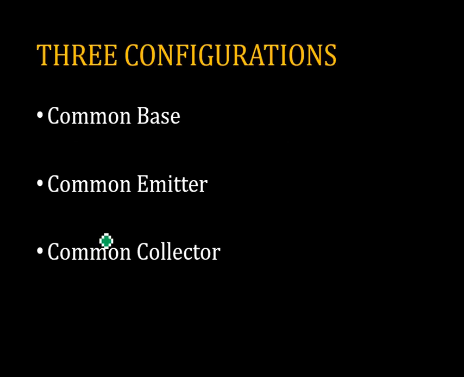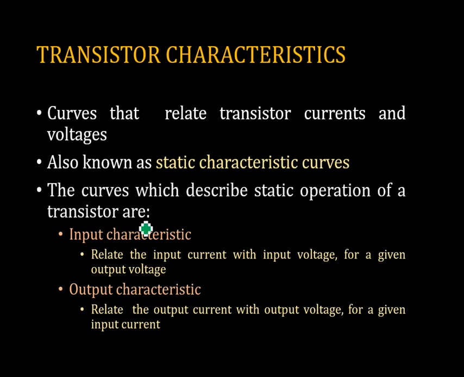Now the three configurations of the transistors are common base, common emitter and common collector. That is the way you connect a transistor. Before we move into the configurations, first let us see what are transistor characteristics. These are the curves that relate transistor currents and voltages, and these are also known as static characteristic curves. The curves which describe the static operation of a transistor are its input characteristics and output characteristics.